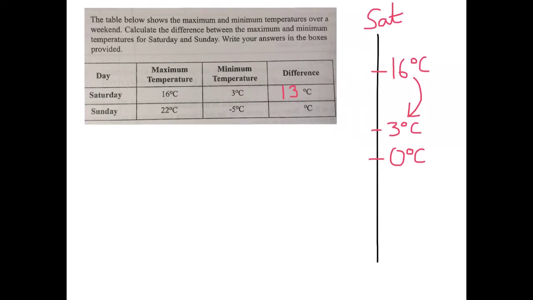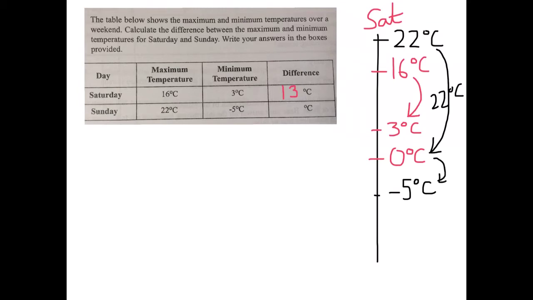the maximum temperature was 22. And the minimum temperature was down at minus 5 degrees. So to get from 22 to 0, we're dropping 22 degrees. And to get from 0 down to minus 5, we're dropping a further 5 degrees. So 5 plus the 22 means the temperature has dropped 27 degrees in total.